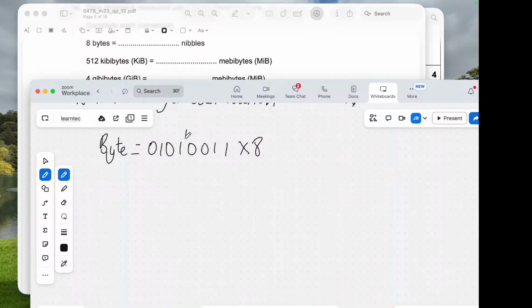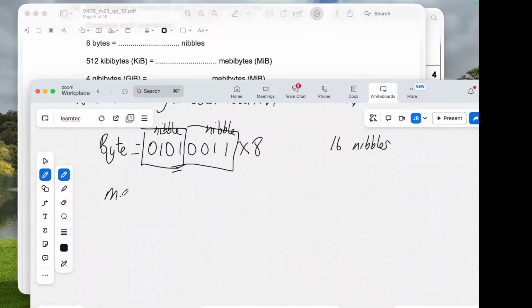But a nibble is half a byte. So ultimately, you're just doubling it up because each one of those is a nibble. That's a nibble. So there's 16 because it's 2 for every 1 byte, which is 16. So the answer to that first one is 16 nibbles. Okay, so let's look at the larger quantities though.